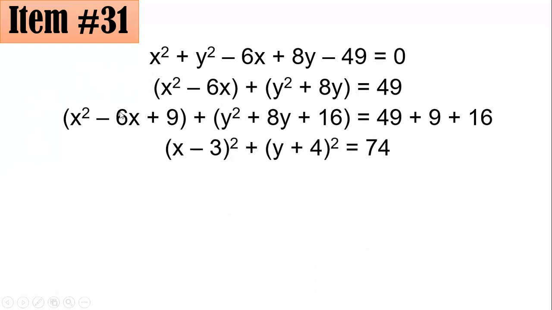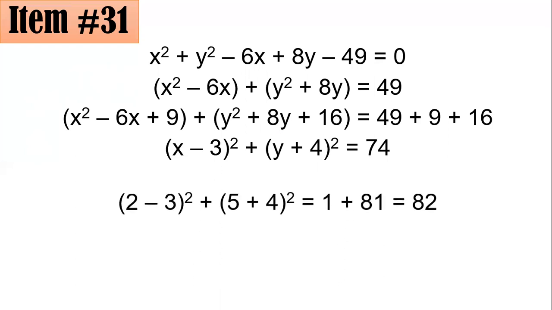Whereas x squared minus 6x plus 9 could be expressed as the square of x minus 3, and y squared plus 8y plus 16 could be expressed as the square of y plus 4. And you could see that this 74 here is in fact our r squared.